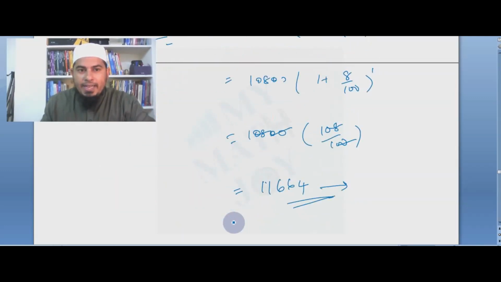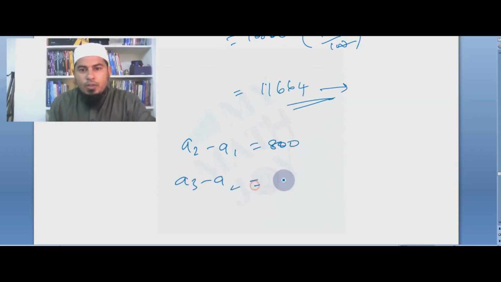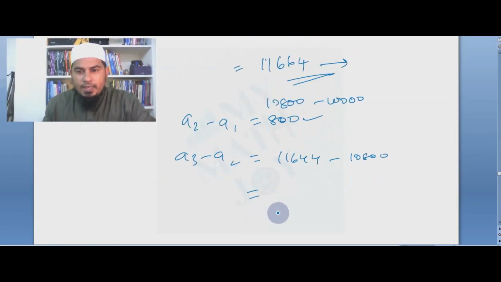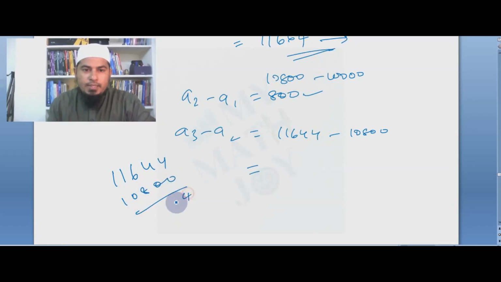If you observe keenly, A2 minus A1 is clearly 800, but A3 minus A2, that is 11664 minus 10800, you get the answer differently. 10800 minus 10,000 gave this answer, while 11664 minus 10800 gives 864. So this is the difference you get.